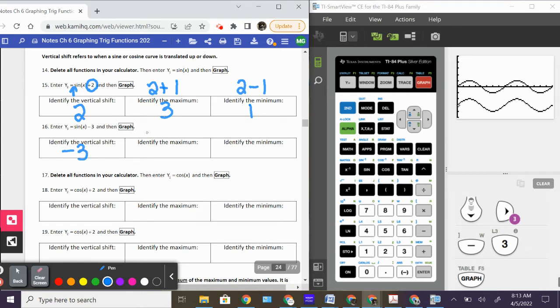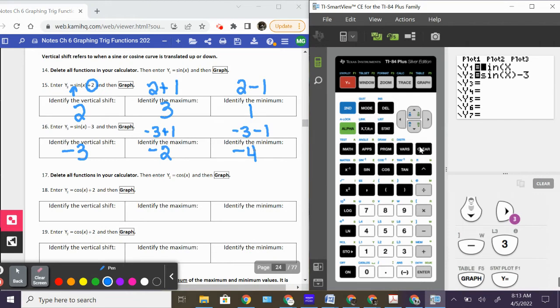Again, for the maximum, we take that vertical shift and we add what our amplitude is. So our maximum height will be -2. For the minimum height, we have -3 minus the amplitude. So we go down as low as -4. Okay, so hopefully this is coming together.